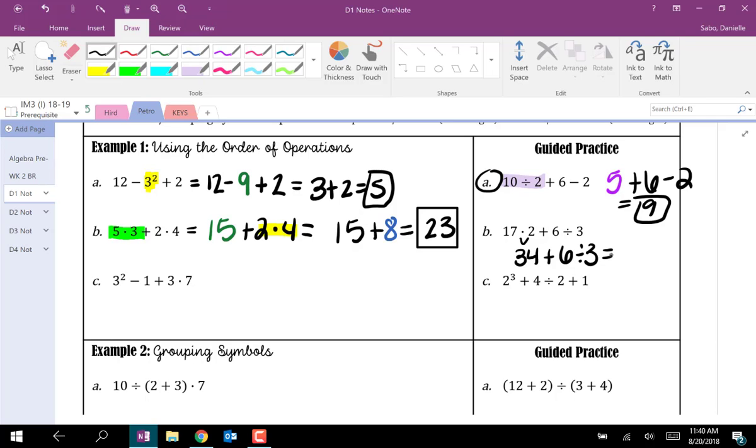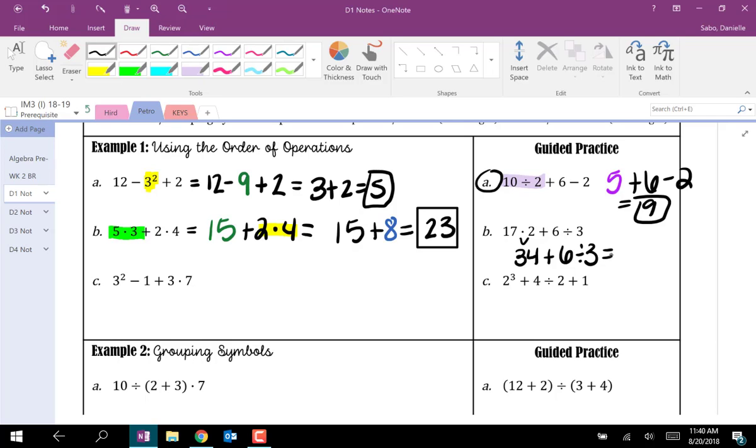Yeah, that's it. Just gotta get the answer. You got it. You don't got it? It's okay. Well, what's 6 divided by 3? 3 times what number is 6? 2. So you have 34 plus 2. Did you do your answer now? Yeah. Cool. So a lot of you are killing it.